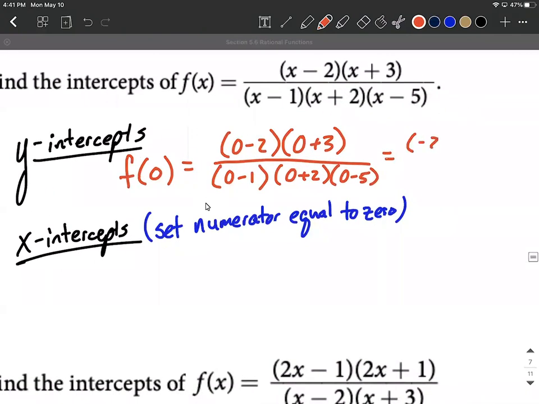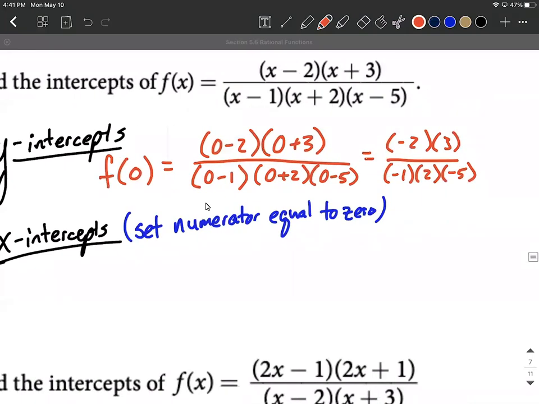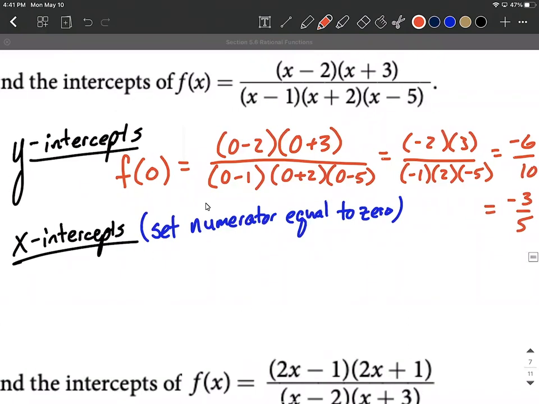So let me see, we have negative 2 times 3 over negative 1 times 2 times negative 5. So that'll make negative 6 over positive 10, which are both multiples of 2, we can take those out and we can say negative 3/5 is going to be where our y-intercept is at.